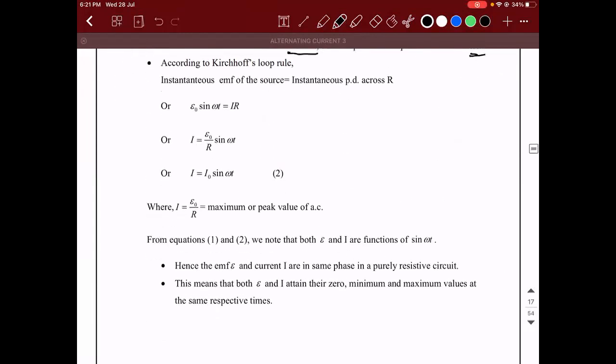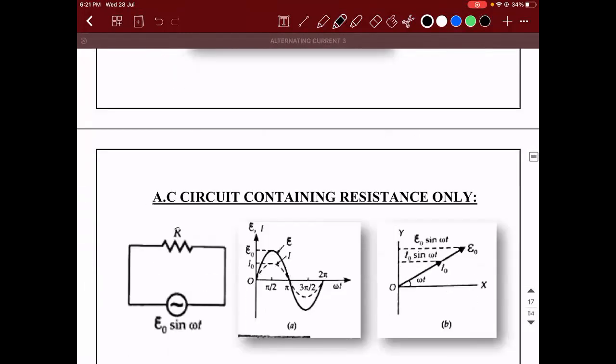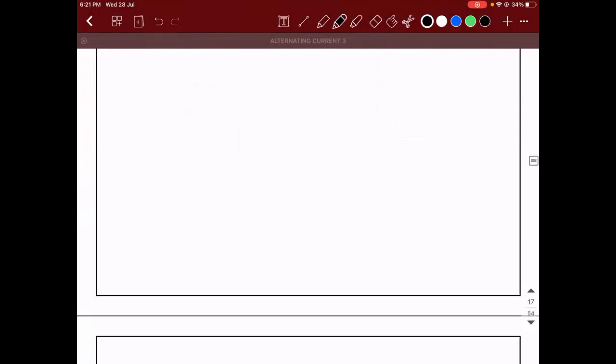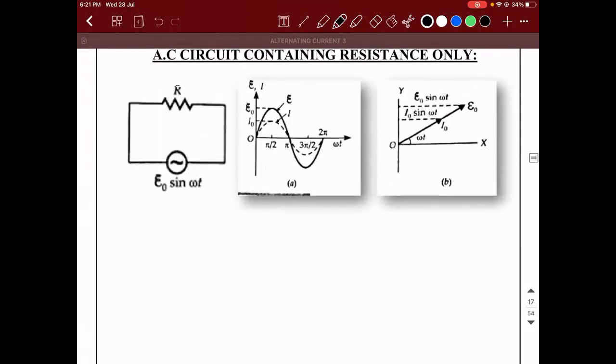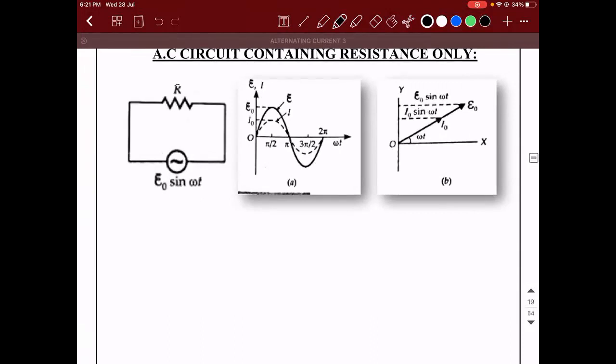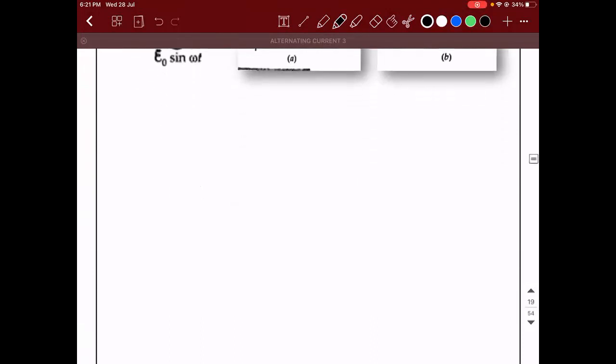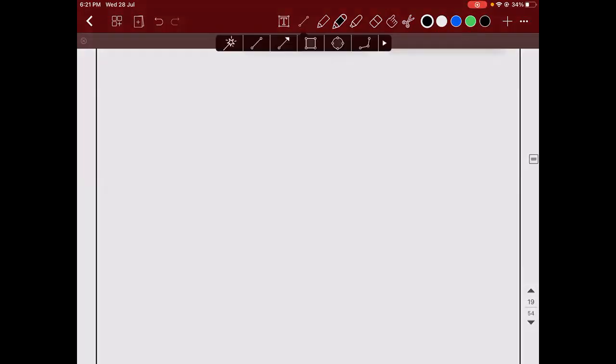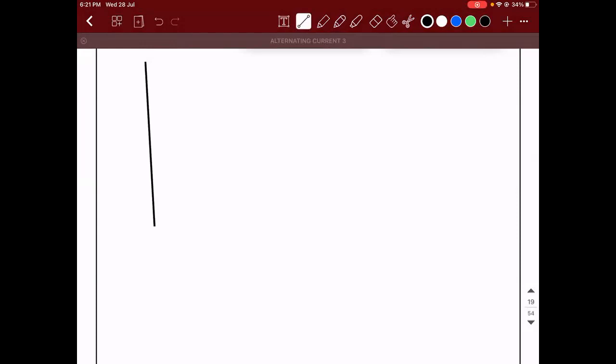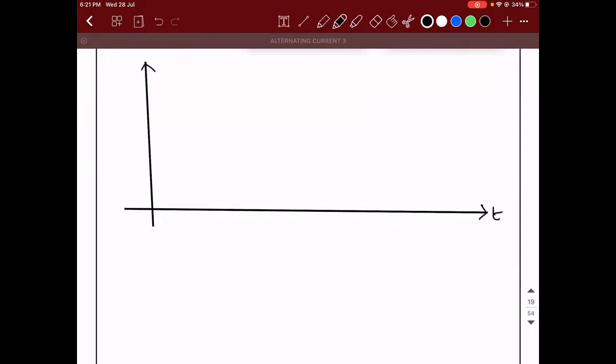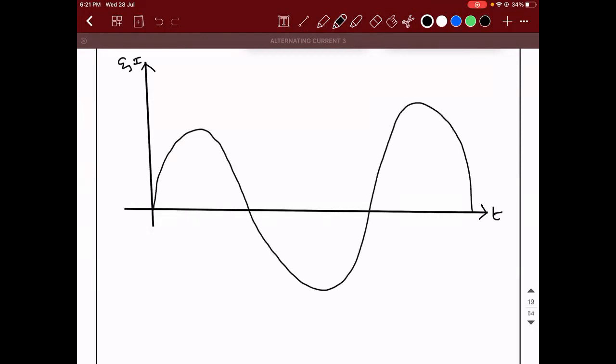Done? Now listen. Now we need to draw the graphs for this. So E is equal to E naught sine omega t. When I draw it on a graph sheet, E comma I, the graph for E naught sine omega t will be something like this. Accepted?